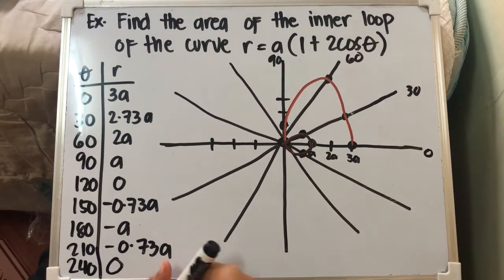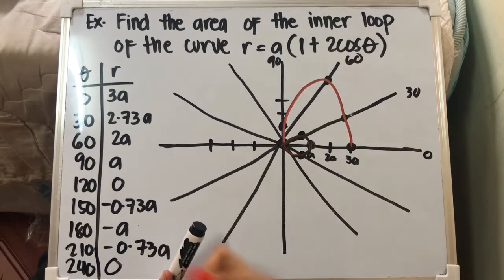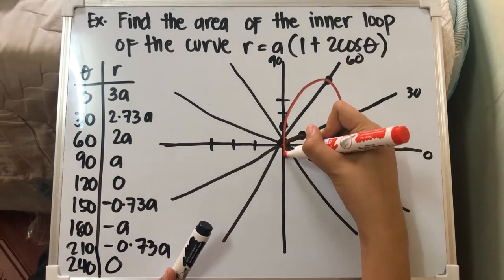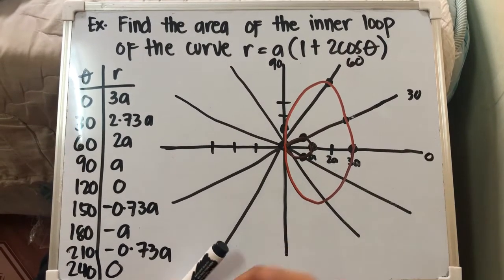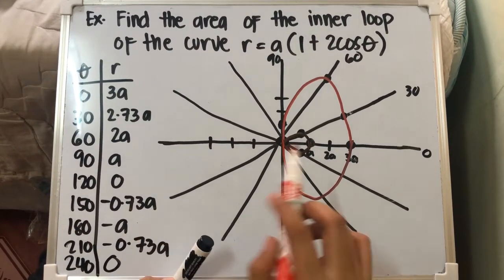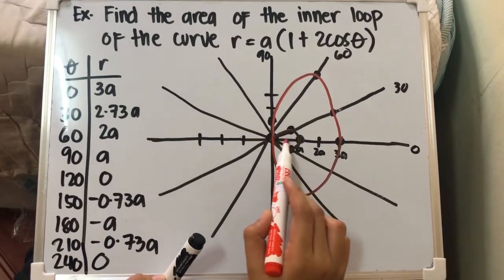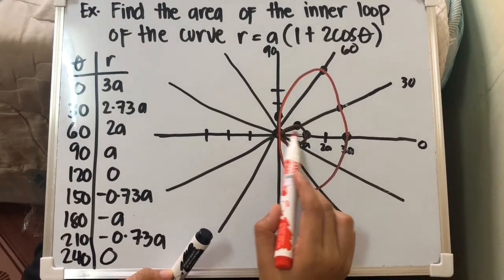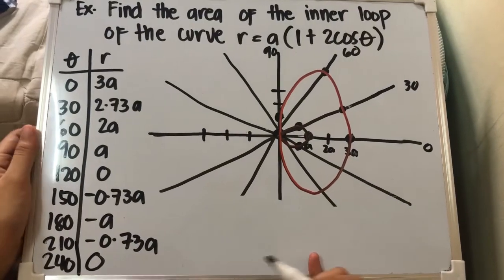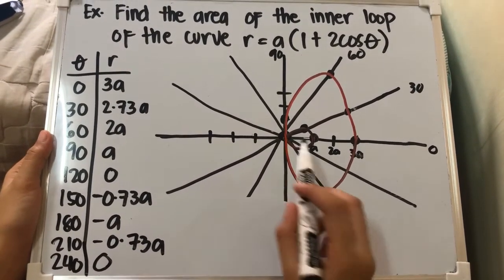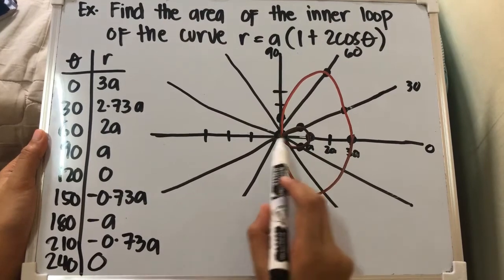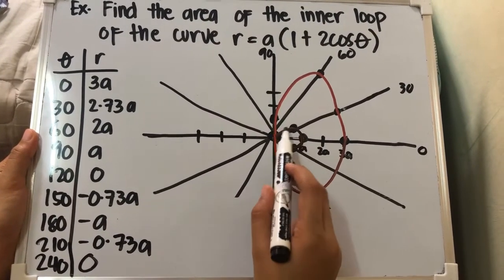So meaning to say, this is also equivalent to this one. But the only area that we are looking for is the area inside this inner loop, which is this one. Now the next process is to find the limits of our integration. So the limits that we need to find is just the limits of the inner loop.